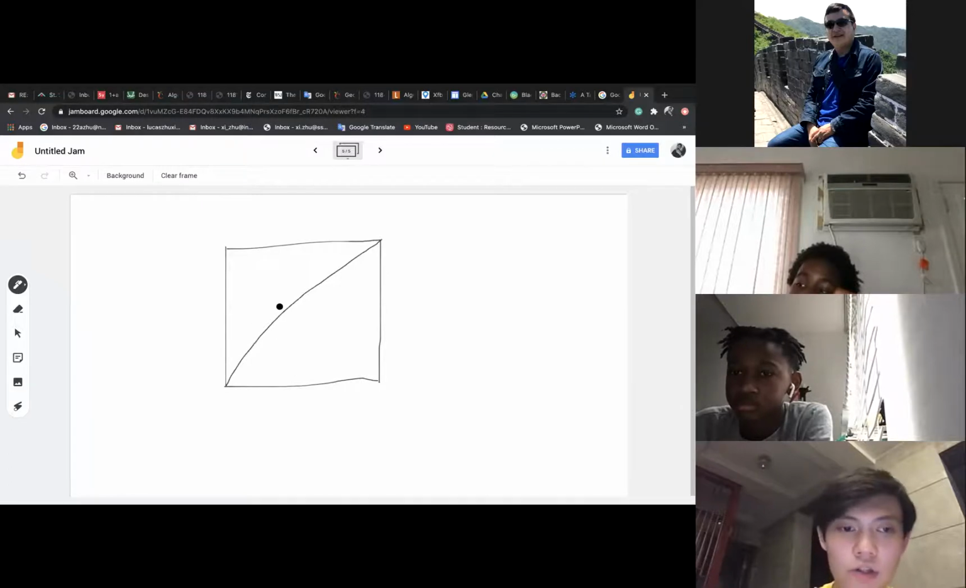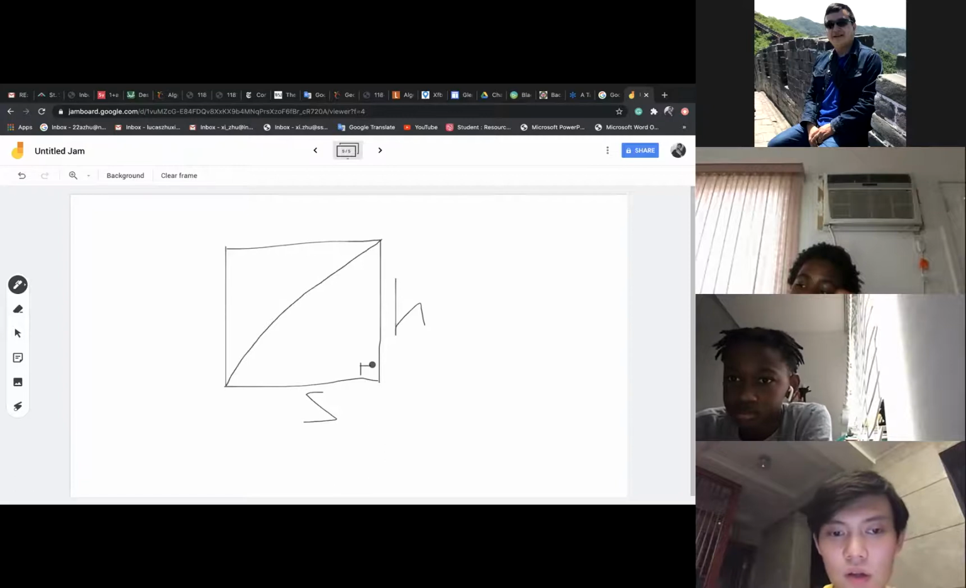And this creates 2 triangles, right? You know this is the base, this is the S, and this is the height, and the reason you know this is the height is because this is a right triangle. This is a right angle, right?